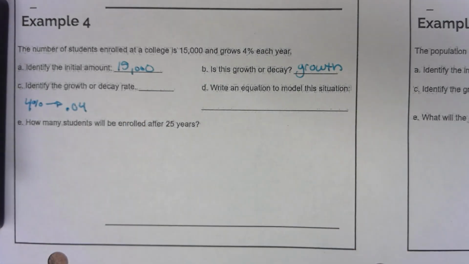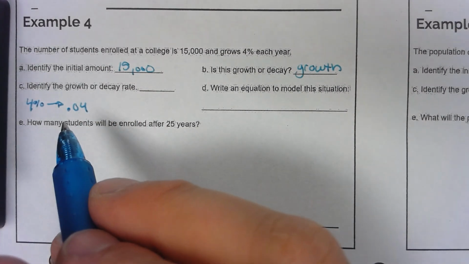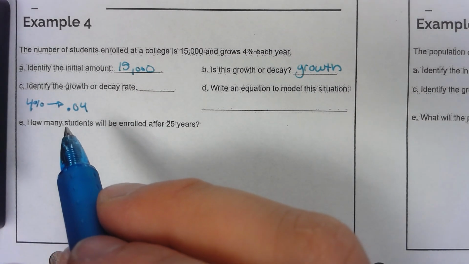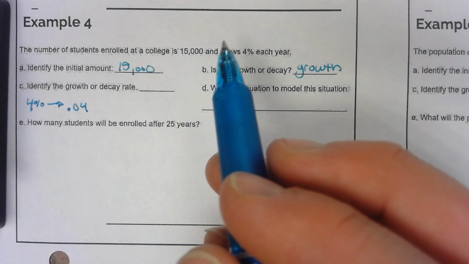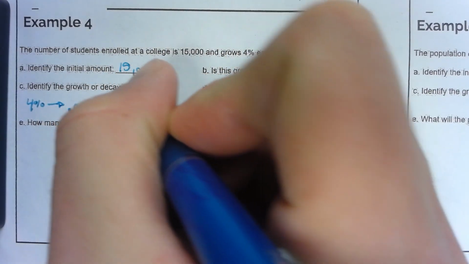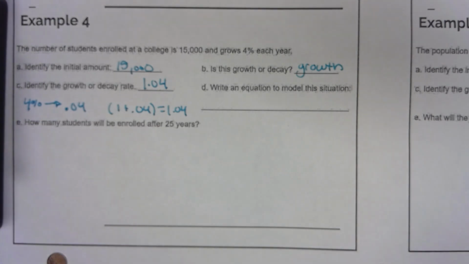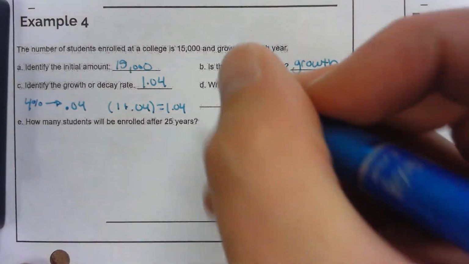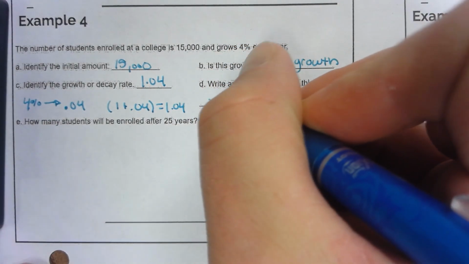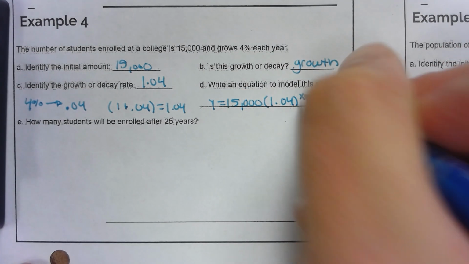And then again, we want to think about how much are we moving forward with? We're not moving forward with just 4% of that population, right? We're keeping the initial 15,000 and adding 4%. So that's where we're going to take the 1 plus 0.04, which equals 1.04. So 1.04, telling us that we're growing by 4%. So the equation, y equals 15,000 times 1.04 to the power of x.